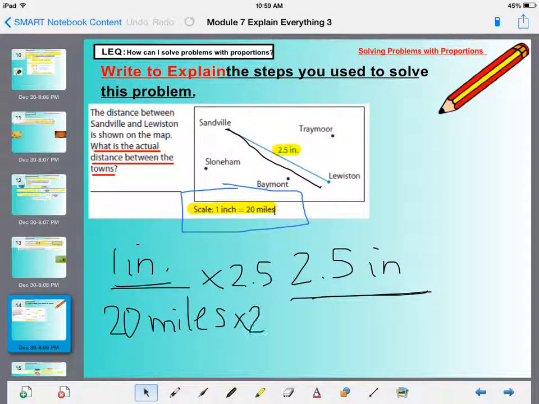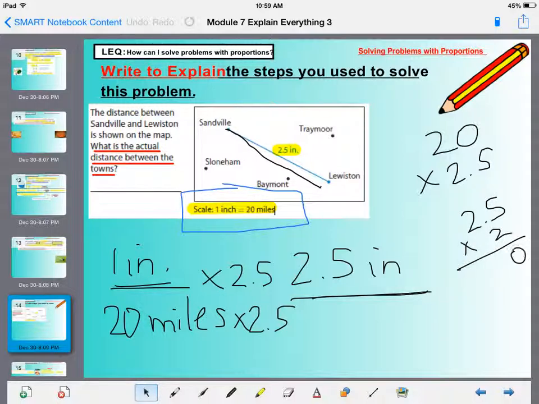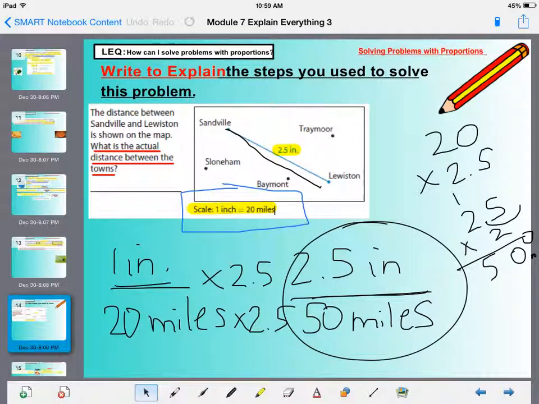And so we go off to the side and we go 20 times 2.5. I would probably just do 2.5 times 2 and add the 0 at the end. So that'll be 5. Don't forget your 0, and then don't forget to bring over your decimal. So the answer here is that the distance between Sandville and Lewiston is 50 miles.